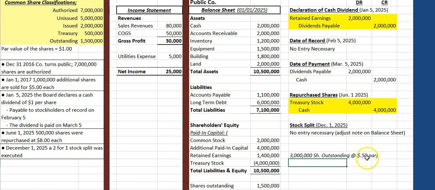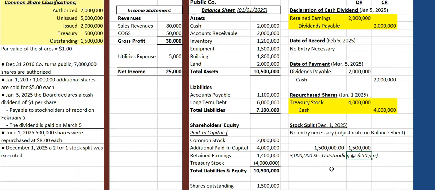So a stock split requires no entry at all. It simply requires an adjustment to your little note here, your parenthetical note. If you have 1 million shares outstanding at $1 par and you did a 2-for-1 split, now you're going to have 2 million shares at 50 cents, right? Notice how 1,500,000 shares at $1 par is the same, it's going to give you the same common stock value as 3 million shares at 50 cents. Okay?